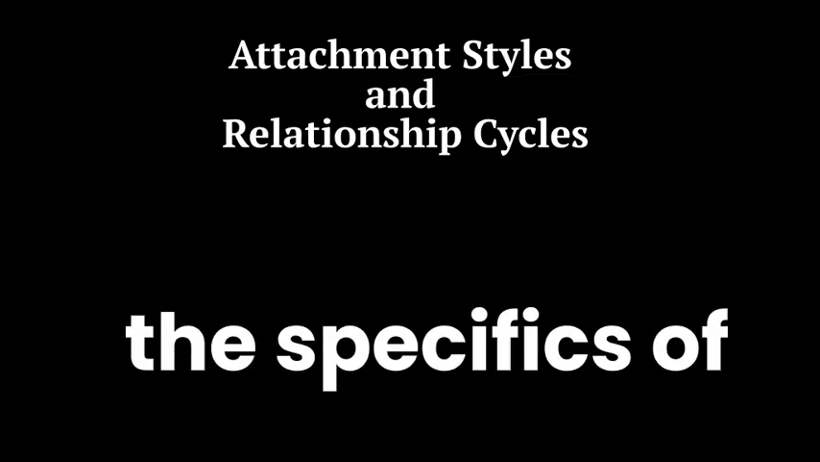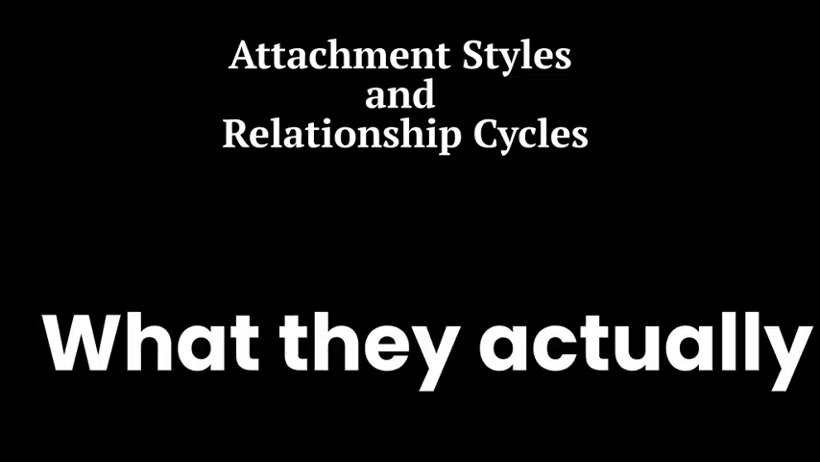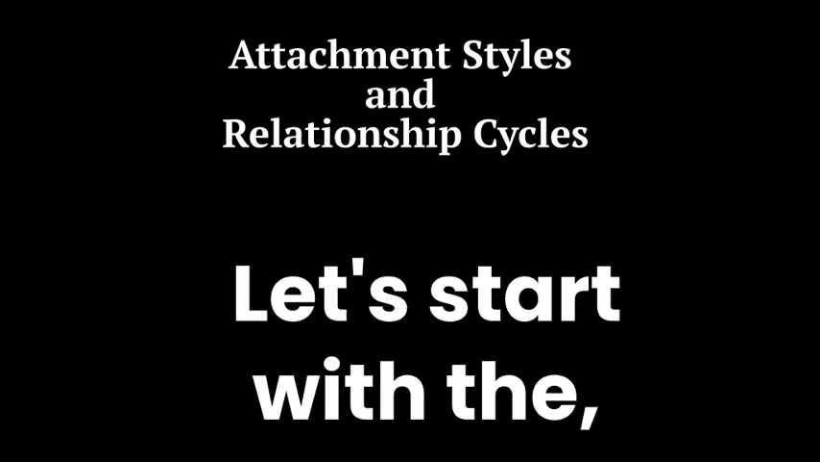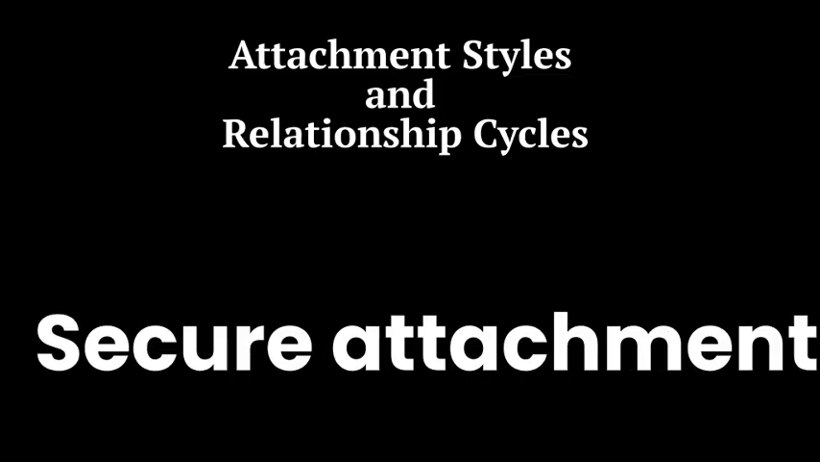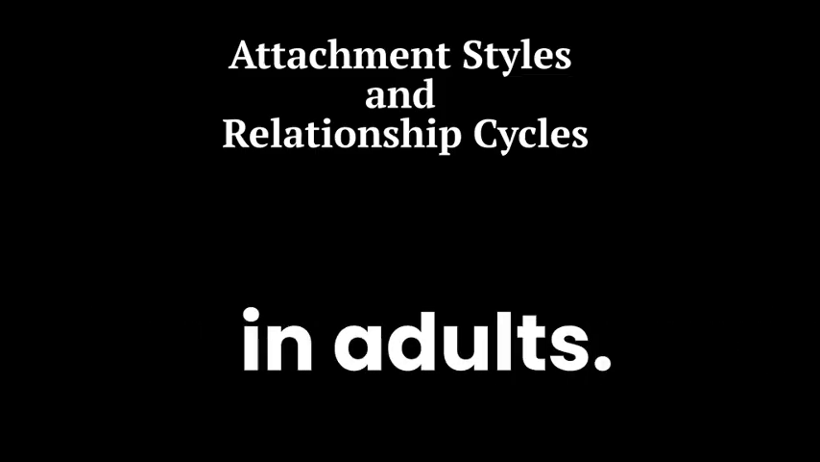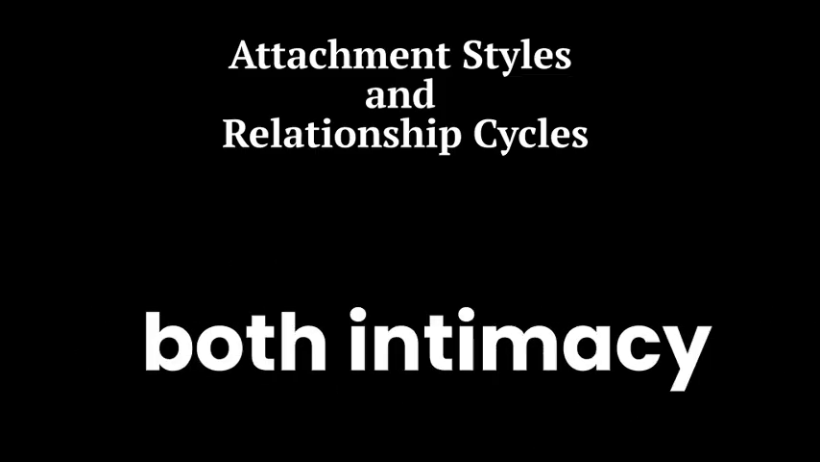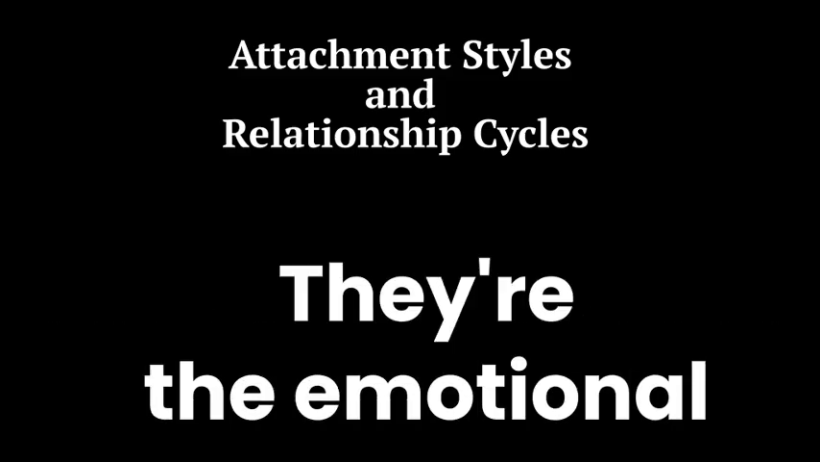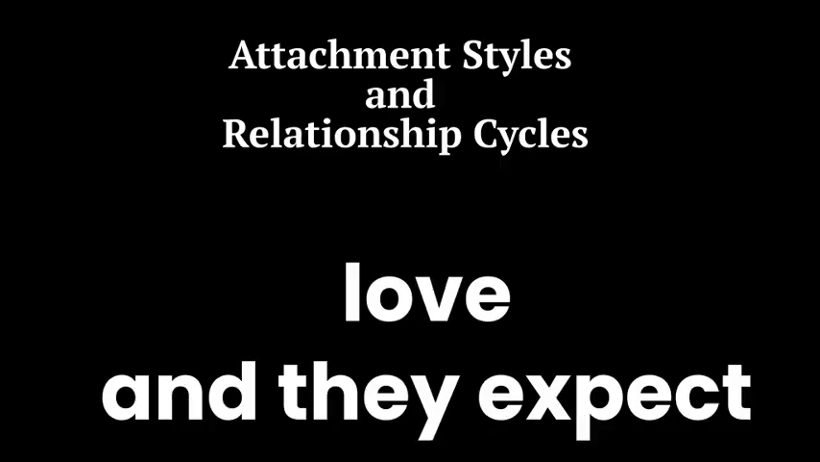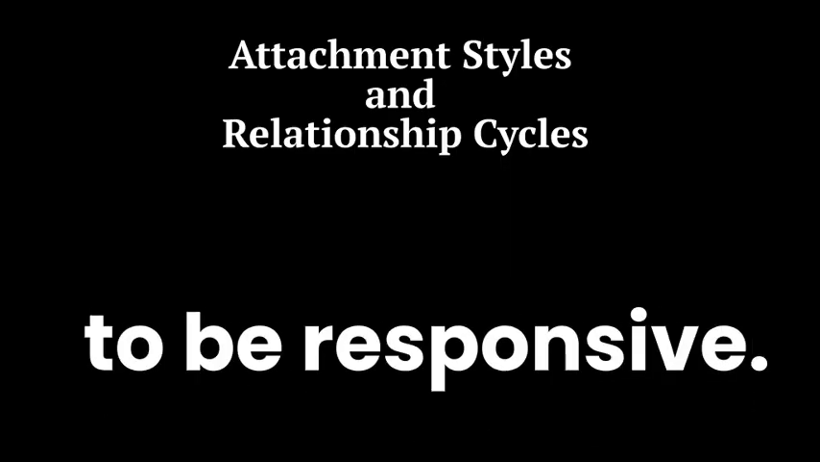So let's get into the specifics of the four styles, what they actually look like day to day. Let's start with the gold standard: secure attachment. Or autonomous in adults, yeah. These are the people who are just comfortable with both intimacy and independence. They're the emotional anchors. They see themselves as worthy of love, and they expect their partner to be responsive. Right.